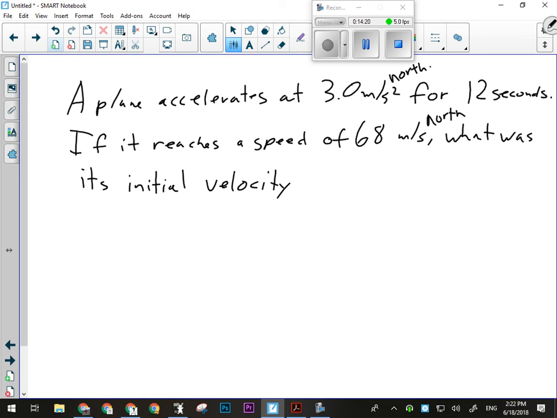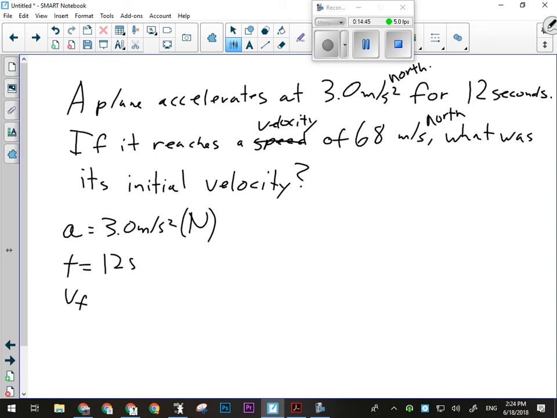All right, so we're looking for the initial velocity of the plane. I'll give you a couple minutes on that one. So first thing we want to do is write down our givens. We know the acceleration is 3.0 meters per second squared north. We know the time is 12 seconds, and we know that the final, sorry, that should say velocity, the final velocity is 68 meters per second north. We're looking for vi. So a equals vf minus vi over t. That's the formula we have to use here.